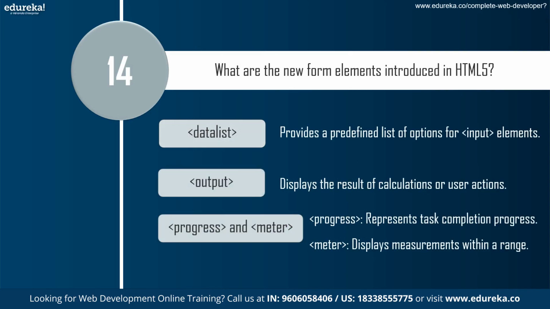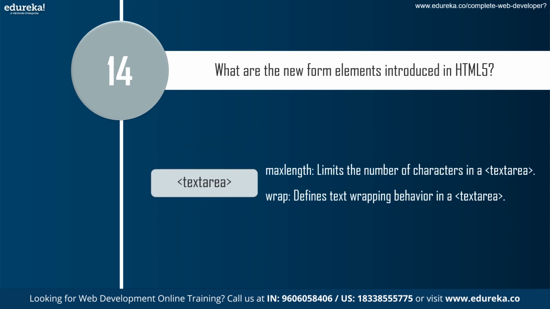Datalist provides a predefined list of options for input elements. Output displays the result of calculations or user actions. Progress and meter: progress represents task completion progress, and meter displays measurements within a range. Textarea attributes: we have maxlength that limits the number of characters in a textarea, and wrap that refines the wrapping behavior in a textarea.